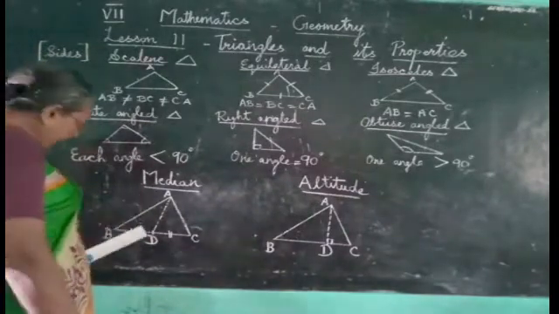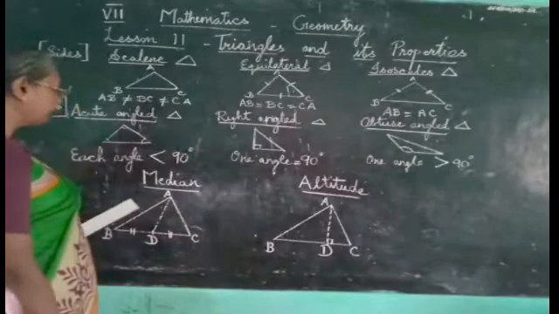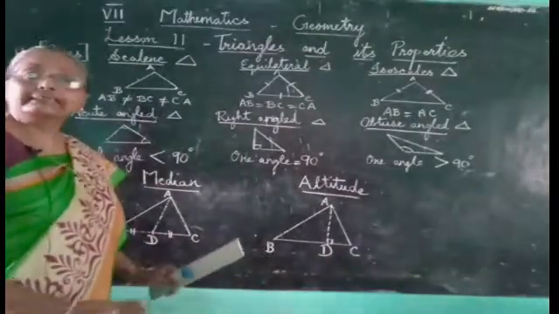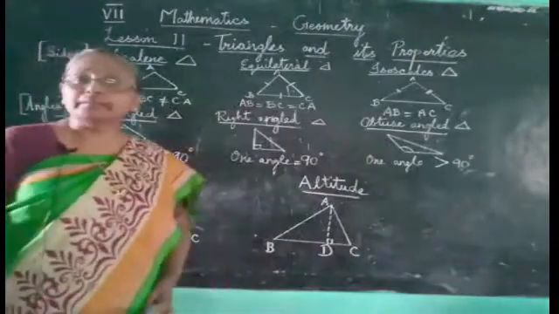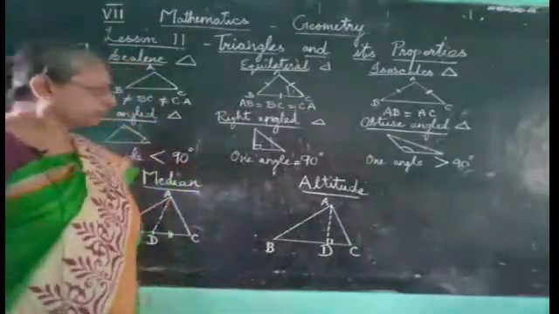So from A one median, from B one median, from C one median. Therefore, in this triangle we can have 3 medians. So in any triangle there will be 3 medians.